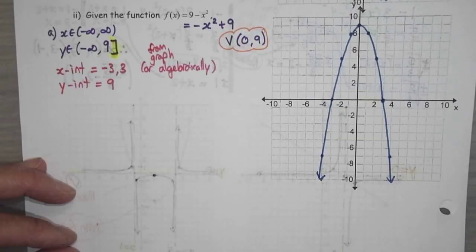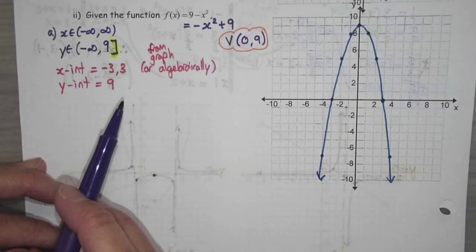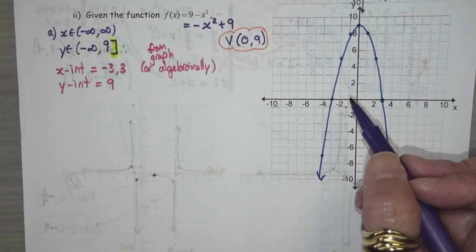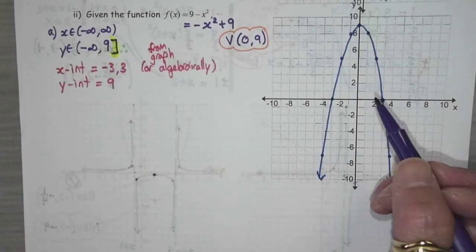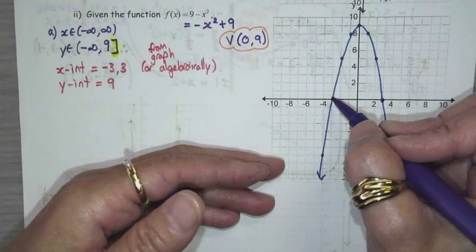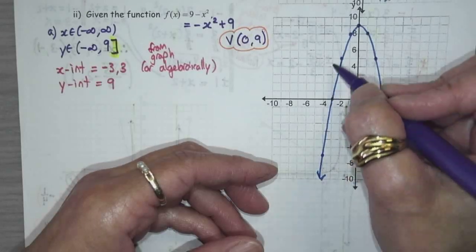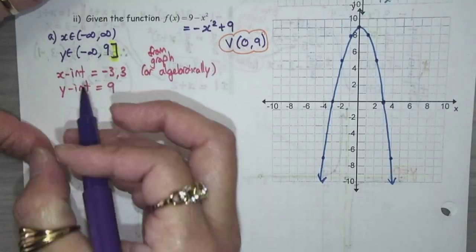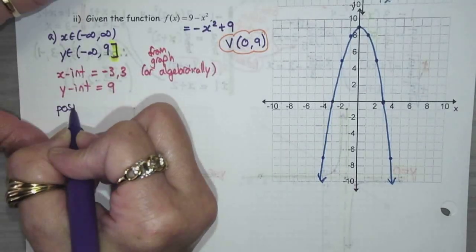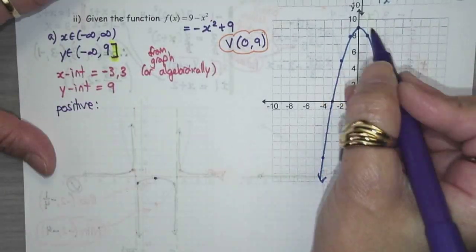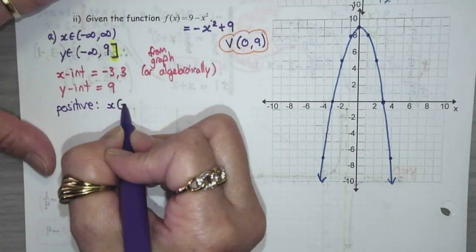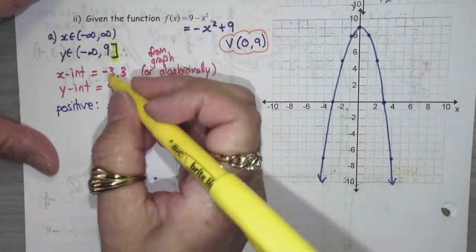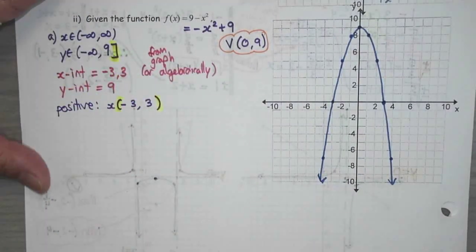Next. Reading the question: domain, range, intercepts, positive and negative intervals. So positive y interval, negative y interval. I'm always asking for the y value, you answer with the x value. So where is y positive? It's here. The y is positive when it's above the x-axis, and it's negative down here. So this will be positive when x is between -3 and 3. Round brackets, because 0 is neither positive nor negative, so we leave that alone.